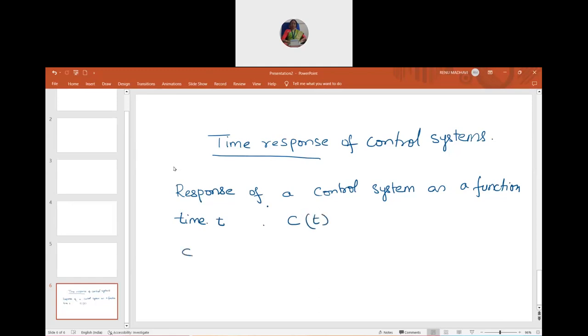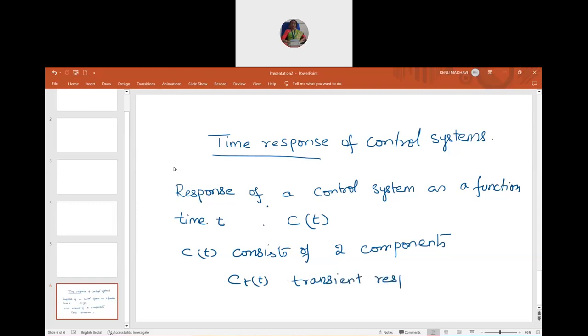Usually, the response of the control system consists of two components. Okay, it is a combination of two components. What are those? One is the transient response. The other one is the steady state response.